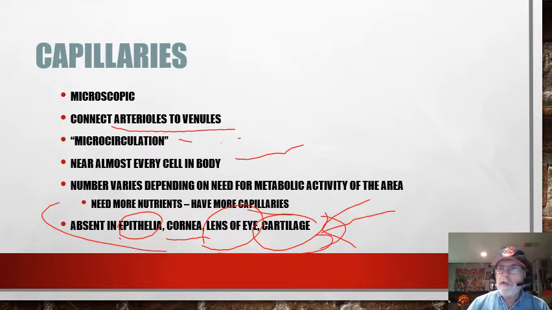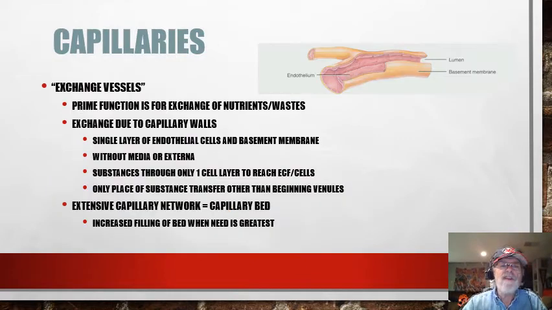And again, some places that need a lot of nutrients are very loaded with capillaries. That's what they call the capillary bed, and it is much richer. It's sort of like having sheets with a low thread count versus a high thread count. Where you want it to feel nicer, higher thread count. Where it's not so important, like flimsy stuff, low thread count. Same thing happens here. If I need more blood, if I need more nutrients, I'm going to have more capillaries. That's just common sense.